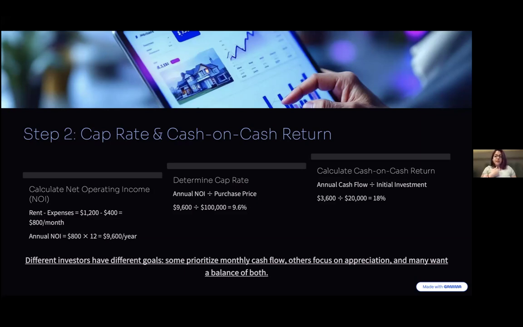So our strategy is actually a combination of both, where we look in markets that are affordable, we can cash flow with rents, even if it's just a little bit, $150, $200 per door, sometimes a little bit less, but we're also banking on the appreciation of the value of those properties going up. So you really need to be able to talk to your investor and understand what their priorities are, to understand which of these equations and which of these metrics are most important to them.